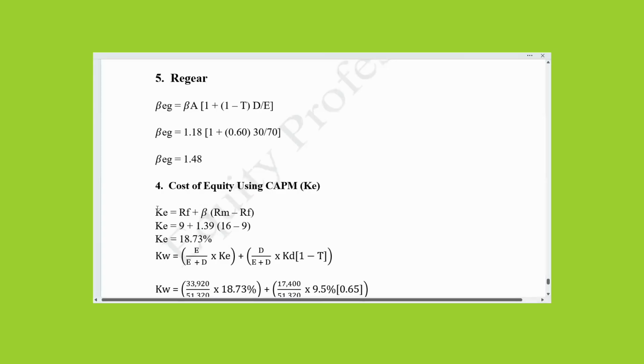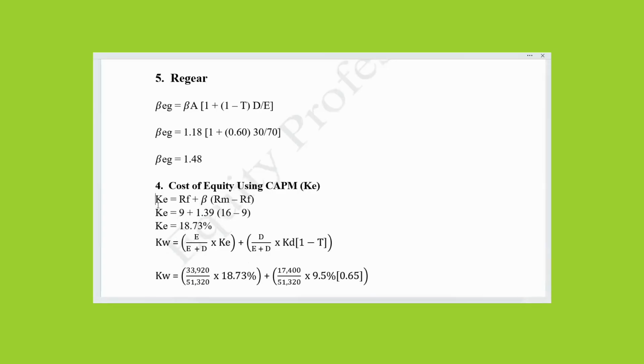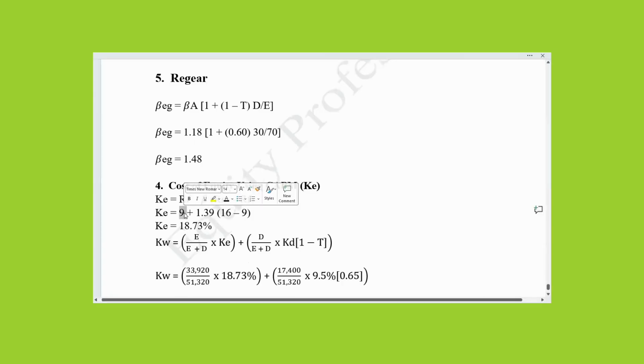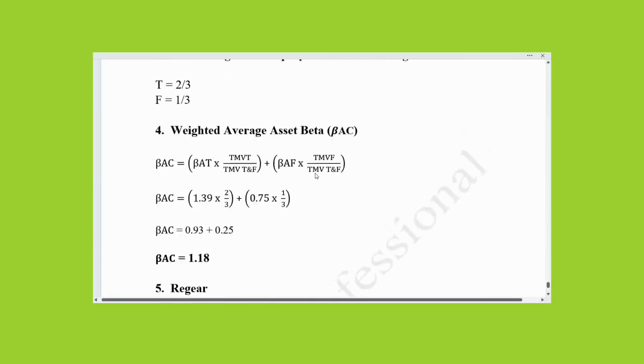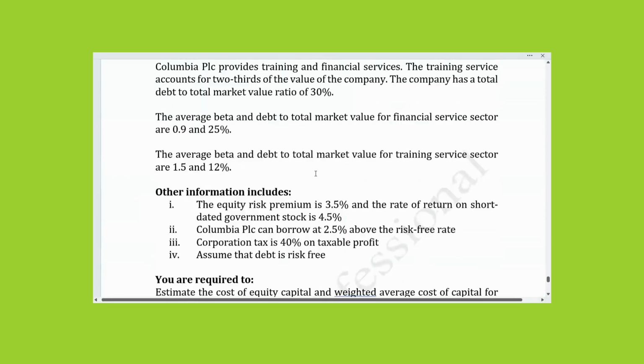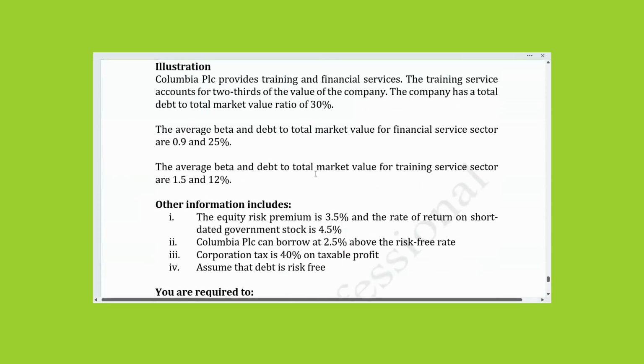All right. So to calculate CAPM, you already know the formula. You write it out. According to the question, what is the risk-free rate? You are told that the company has a rate of return on short-dated government stock of 4.5%. The risk-free rate of return is 4.5%.